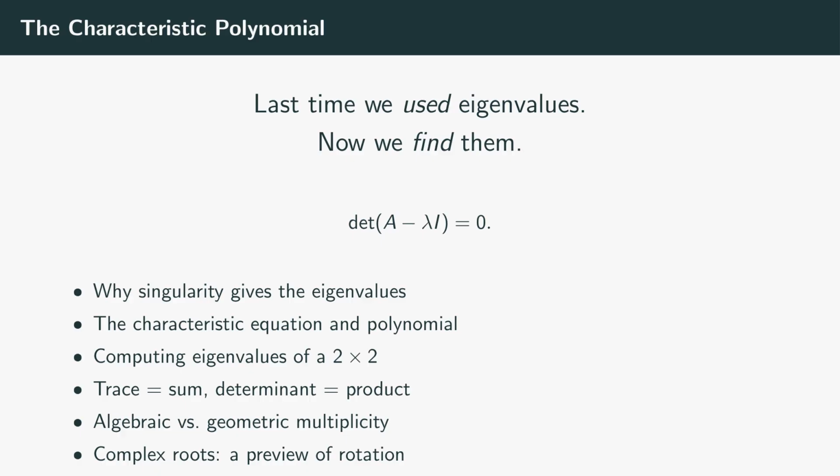Along the way, we will discover two gorgeous shortcuts hiding in the trace and the determinant of the matrix, learn to tell algebraic multiplicity from geometric multiplicity, and get our first proper look at complex eigenvalues. By the end, you will be able to find the eigenvalues of any 2x2 matrix in under a minute. Let's go.